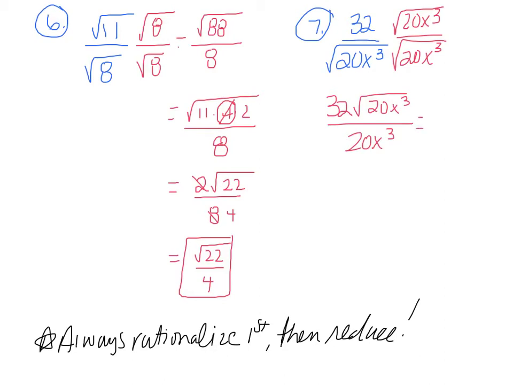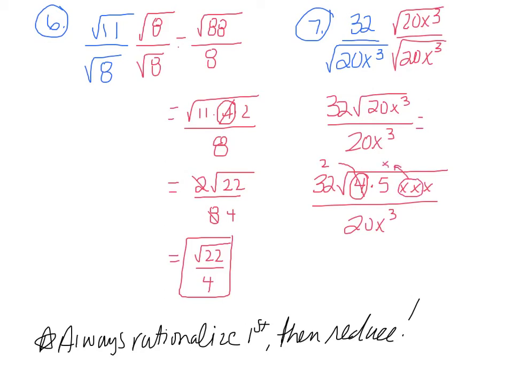I'm going to do it right here. So we have 32 radical. Now we can do 4 times 5, and then x cubed. Well, that would be x times x times x, and that's all over 20x cubed. Alright, so the square root of 4 is 2, so we're going to bring out a 2 for that. And then this gives me a pair of x's, so I'm also going to bring out an x.